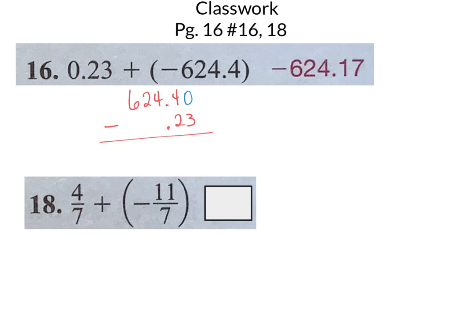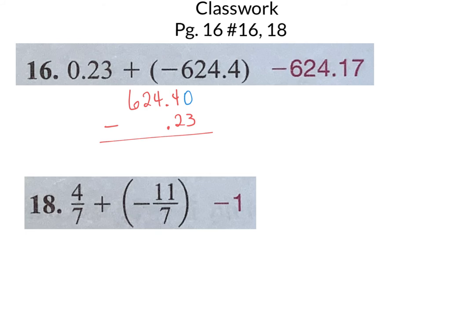What about number 18? Same sign or different? Different. So add or subtract here. Subtract. And I was nice and gave you a common denominator. So you just said 11 minus 4 is what? 7. And it was a negative, right? So negative 1, because you should have gotten negative 7 over 7, which is negative 1. All right.